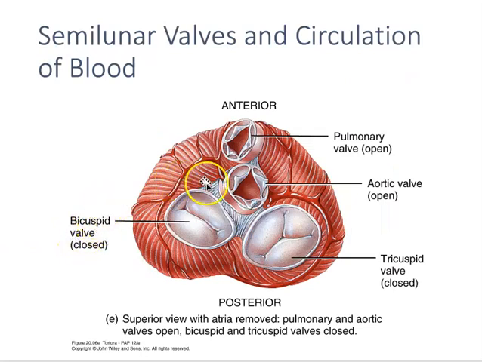And then here's an image of the aortic semilunar valve and the pulmonary semilunar valve. Basically, just due to the way that blood is moving through the heart and out to the body and to the lungs, when the ventricles are contracting, again, the bicuspid and tricuspid valves are closed. These valves are open.